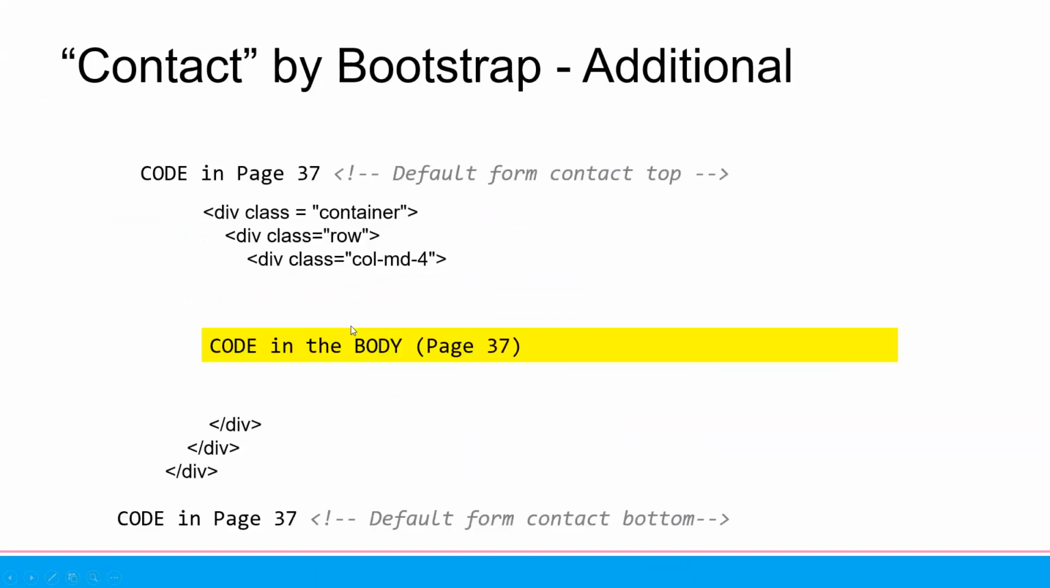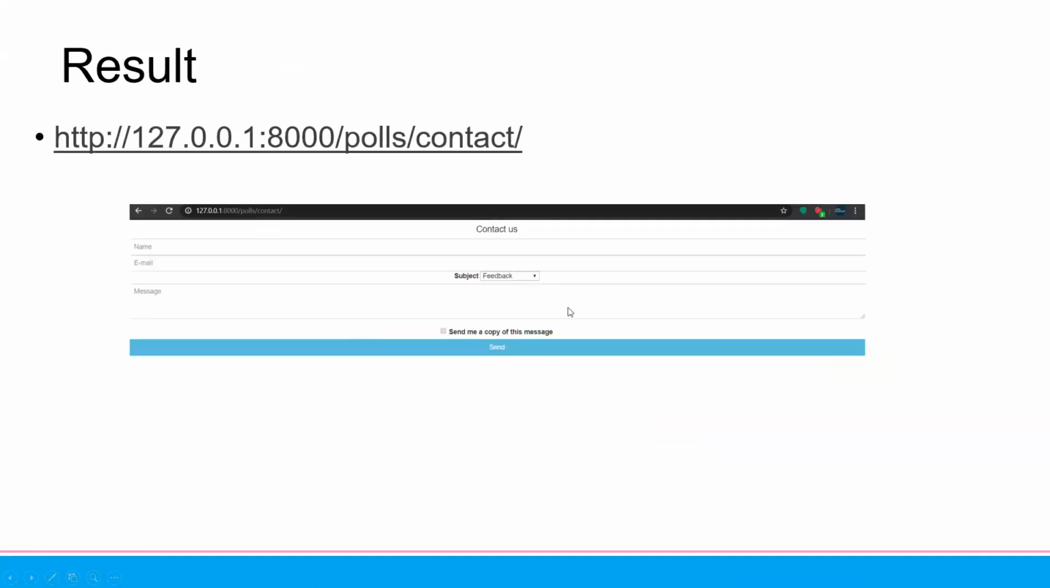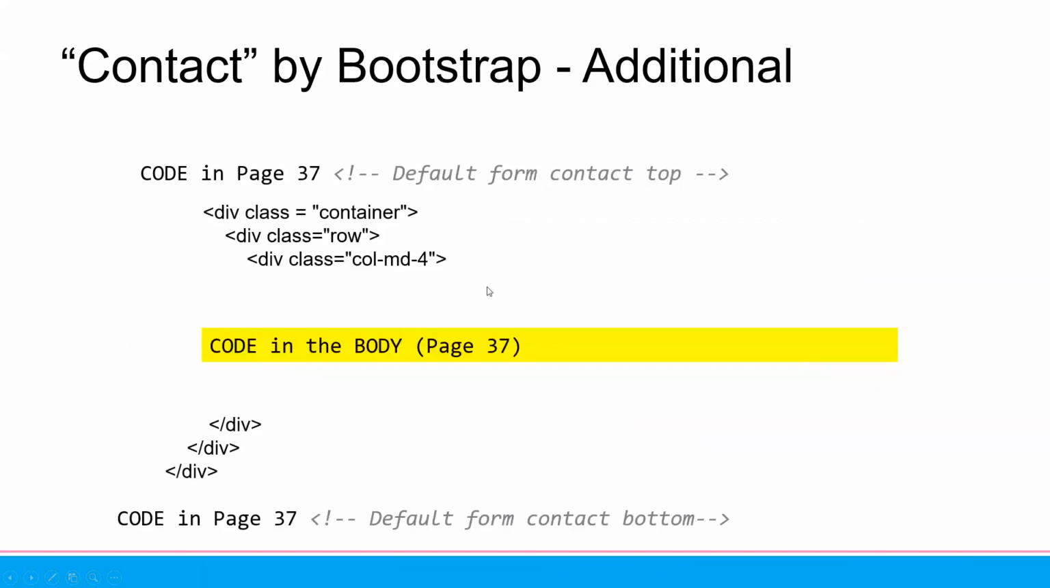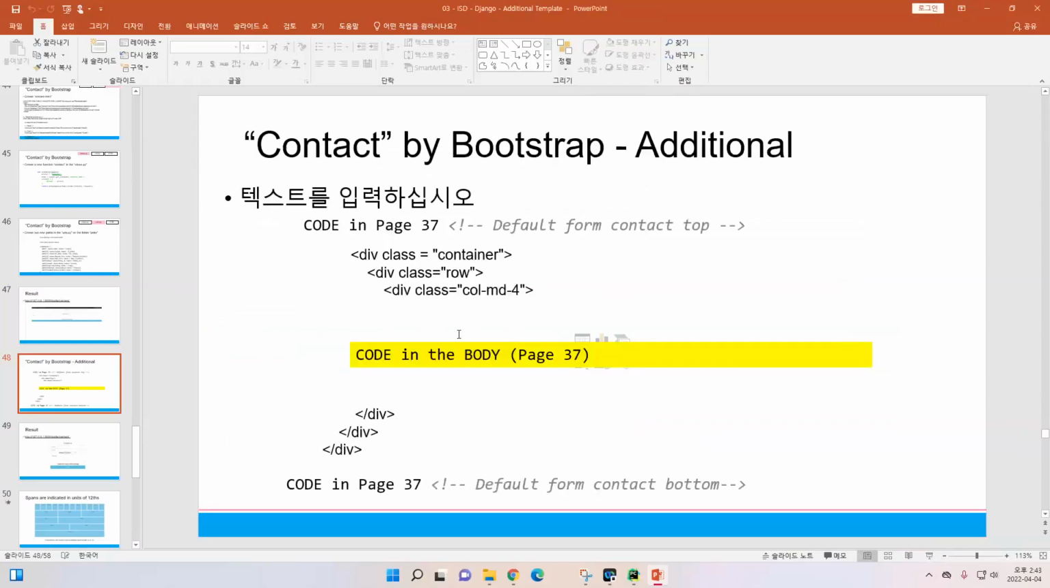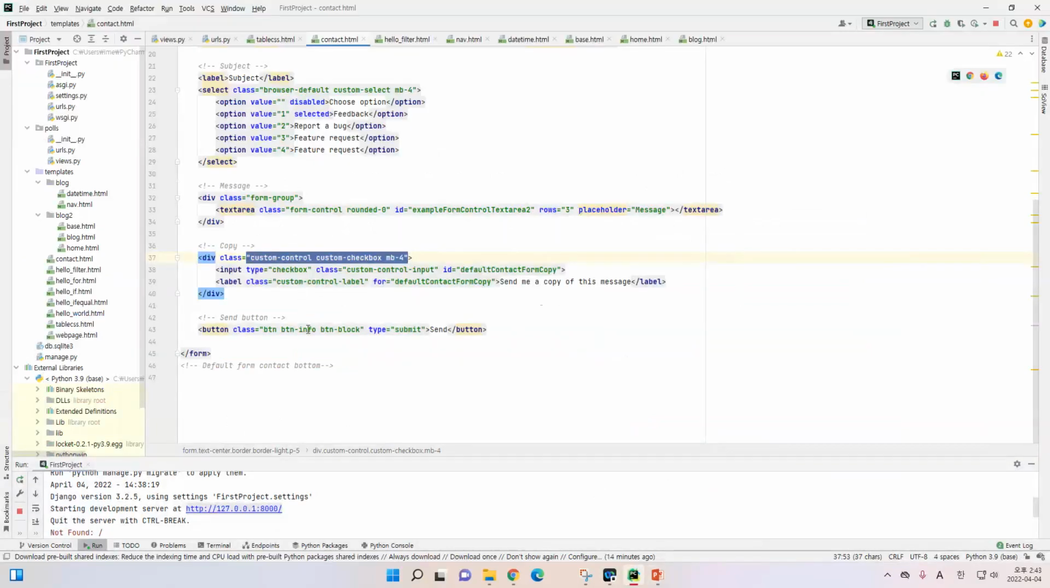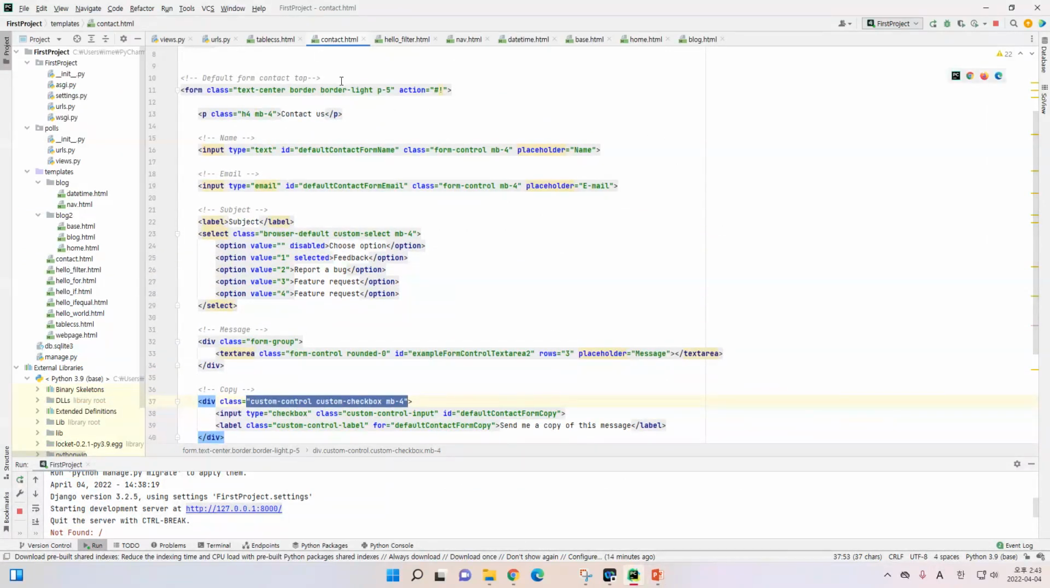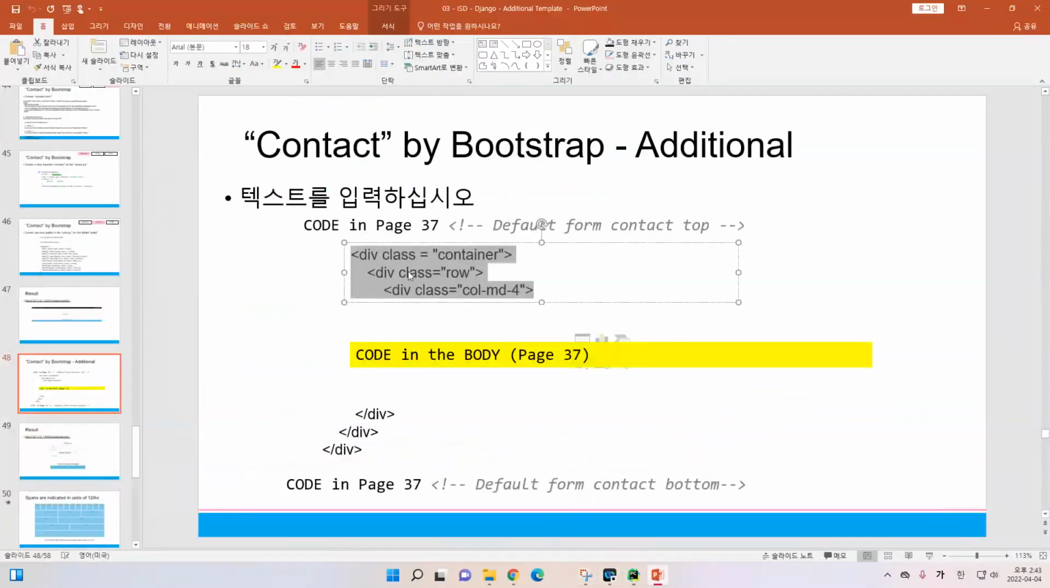So if you can see this one at the first time, you see all the form are in the white screen. So let's see. You can put something in between the default form contact top. So you can see here, default form contact top. You can put this code.